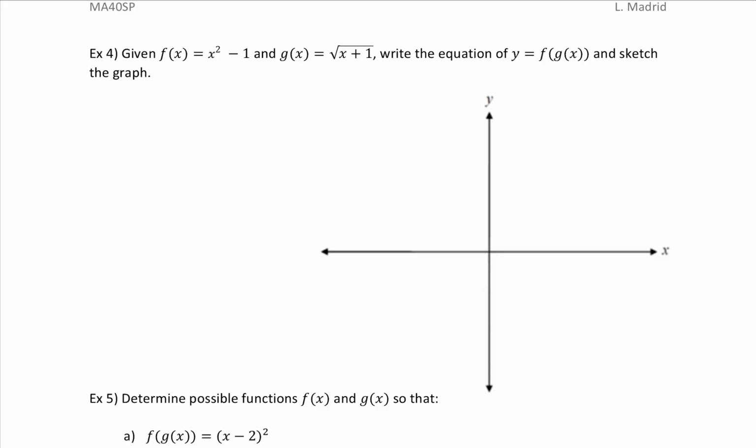Last page for this lesson and for this unit. Example 4, again, we have f of x, which is x squared minus 1. Notice this is a parabola. Domain is x is an element of the reals. G of x is the square root of x plus 1. This is a radical function, which normally has a domain of x is greater than or equal to 0. But we've moved it backwards 1, so it's x is greater than or equal to -1. Write the equation of y equals f of g of x, and sketch the graph.